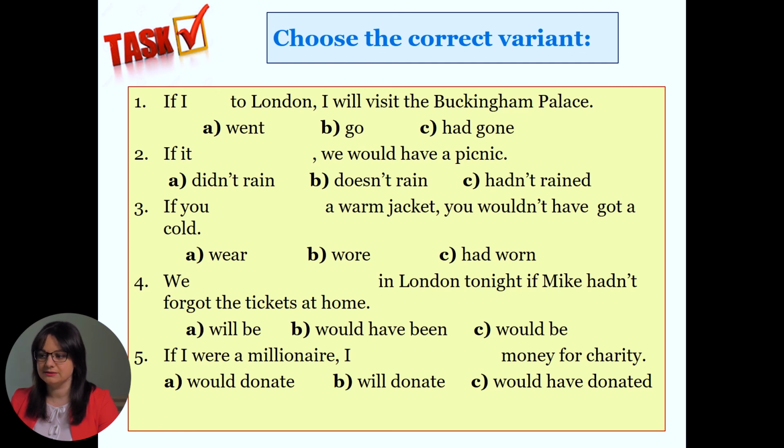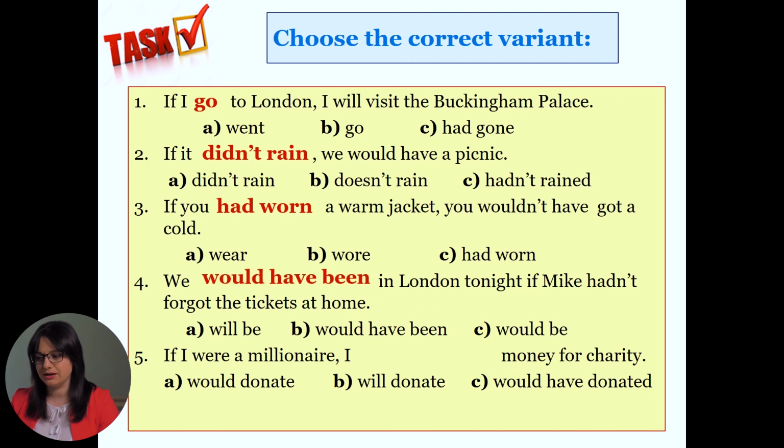If I go to London, I will visit the Buckingham Palace. Number 2. If it didn't rain, we would have a picnic. Number 3. If you had worn a warm jacket, you wouldn't have got a cold. Number 4. We would have been in London tonight if Mike hadn't forgot the tickets at home. And number 5. If I were a millionaire, I would donate money for charity.